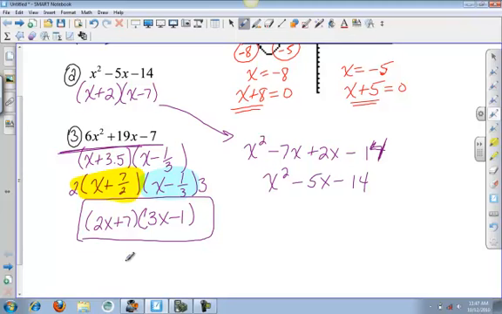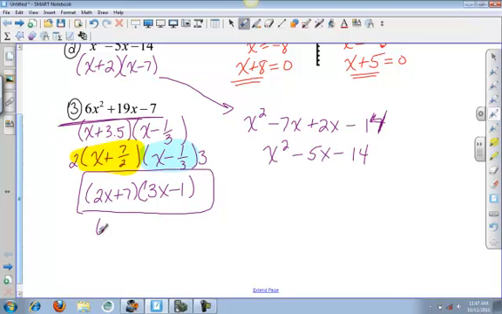Let's check. 2x times 3x is 6x squared. 2x times minus 1 is minus 2x. 7 times 3x is plus 21x. 7 times minus 1 is minus 7. So we'd have 6x squared plus 19x minus 7. Perfect.